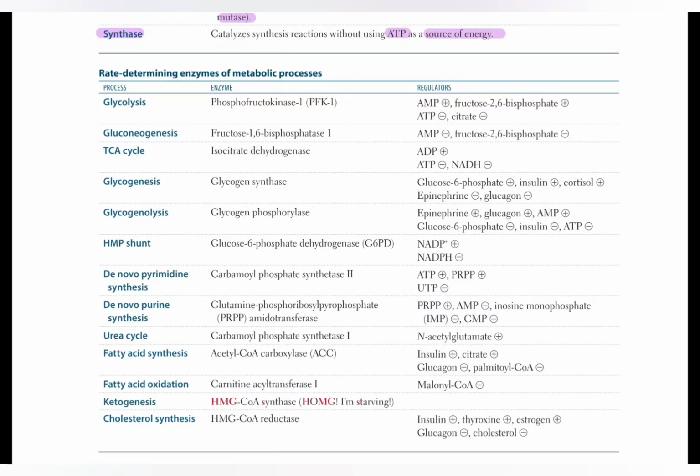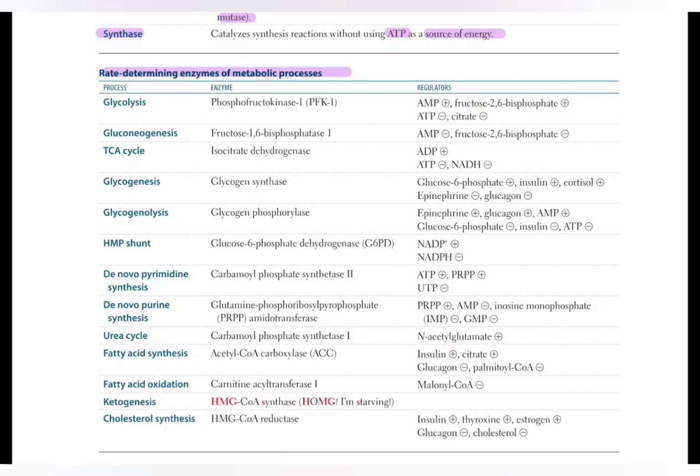Now we will discuss the rate determining enzyme of the metabolic processes. First we will discuss the process, then the enzyme and regulators. So these metabolic pathways are very important. This enzyme controls speed and it controls the whole process of reaction.